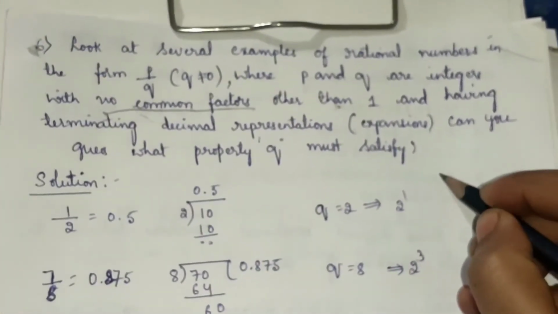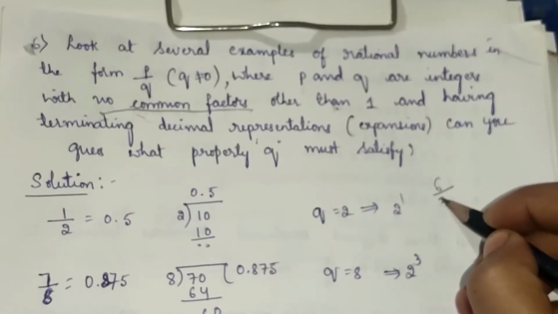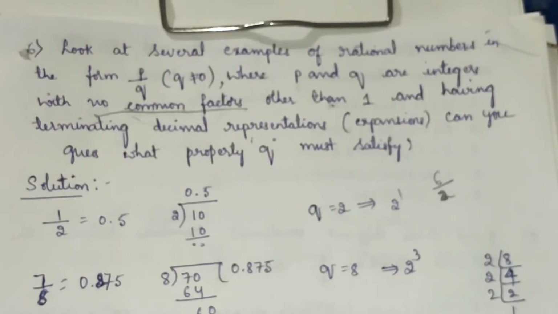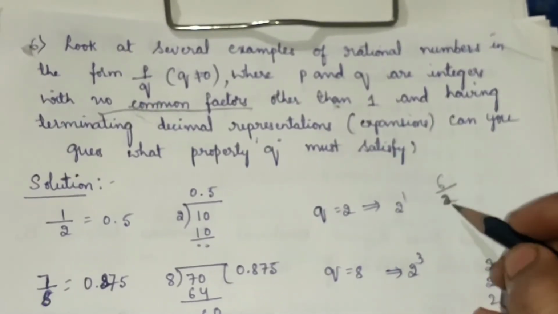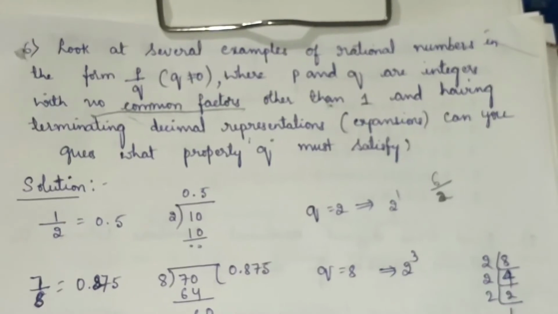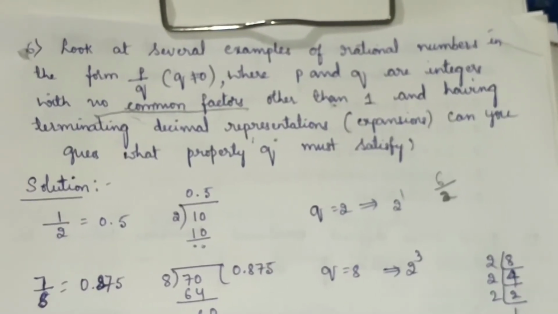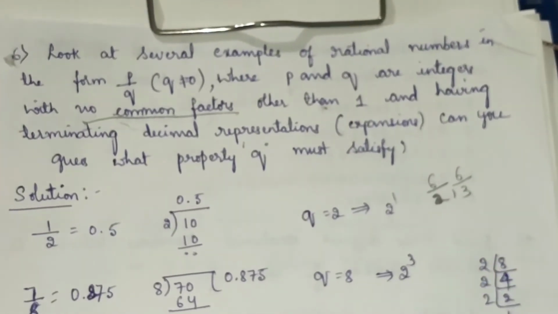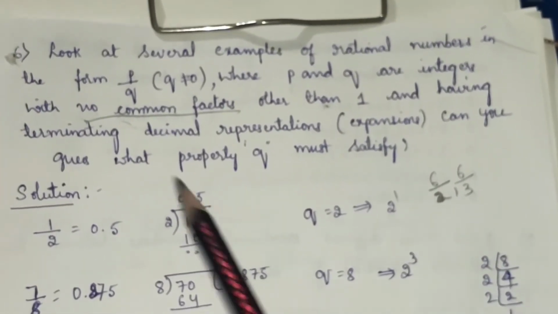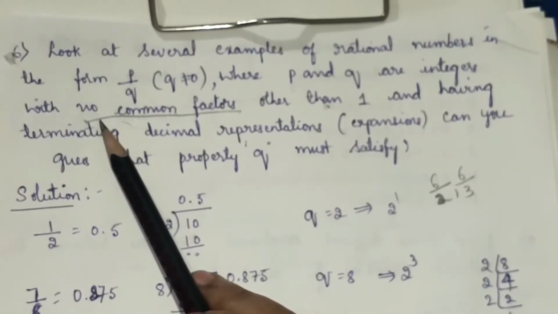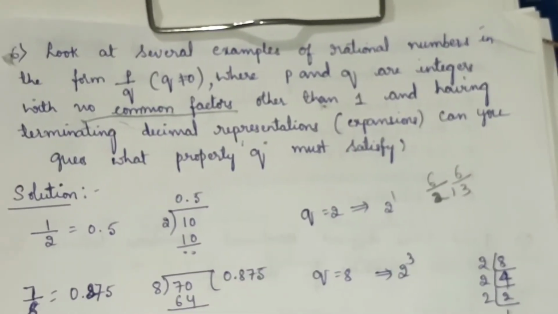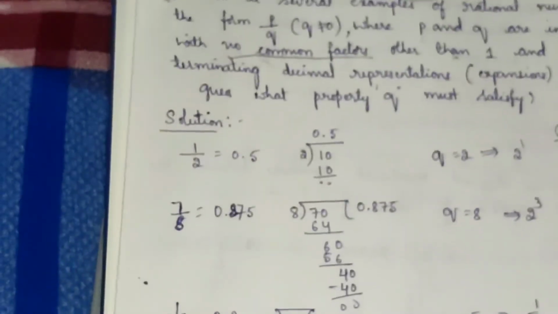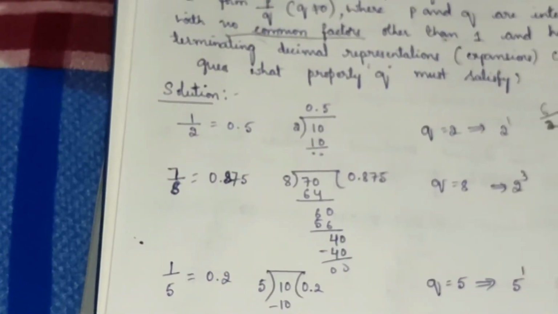Here I have taken 1 by 2 as an example. For example, 6 by 2 cannot be possible, since though it is in the form of p by q, it is not possible to take because both are having the common factor. Hence 6 by 2 is not possible and even 6 by 3 is also not possible. Here you have to follow the condition, that is they should not have common factor other than 1. Hence I have taken 1 by 2 and 7 by 8 and also 1 by 5 and so on.